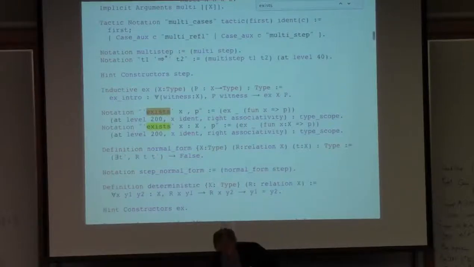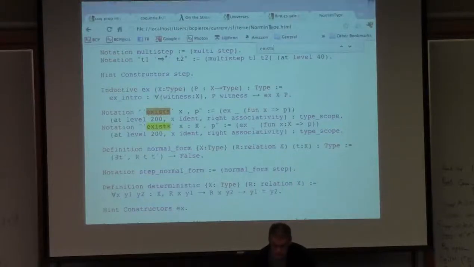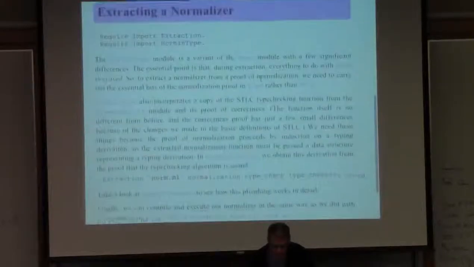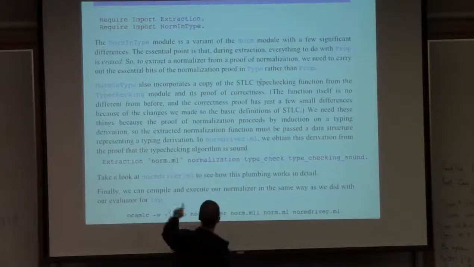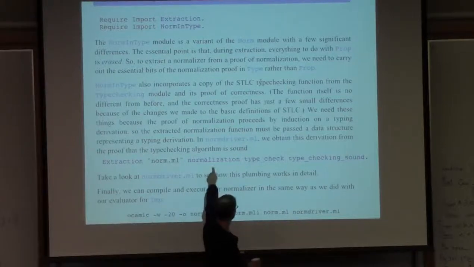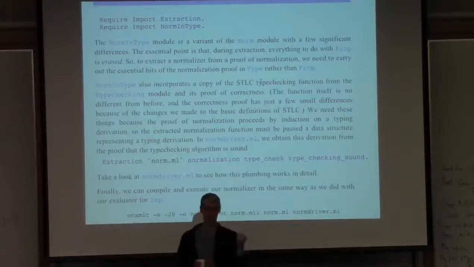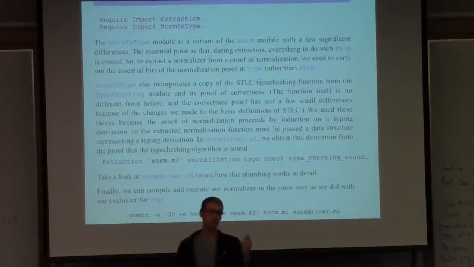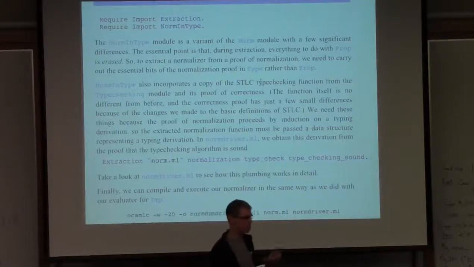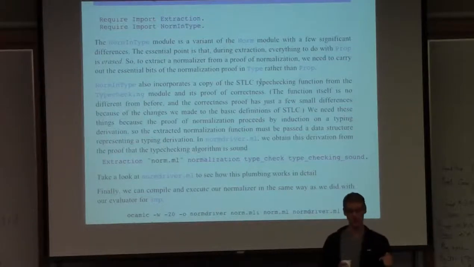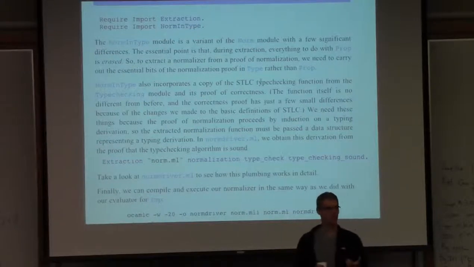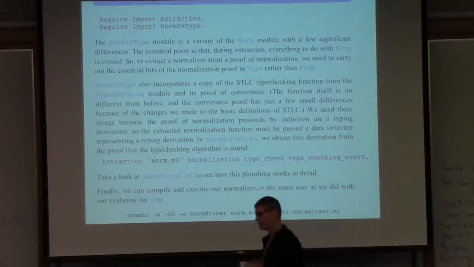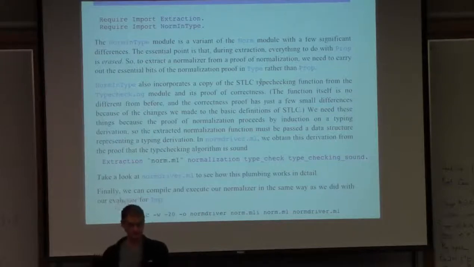And the result is, let's now go back here. The result is that we can say extraction, normalization, and get an ML normalizer. Now, in order to drive that normalizer, we need a little bit more. So remember, the normalizer takes a typing derivation as input. So we need to get that typing derivation from someplace. And fortunately, we have a type checker.